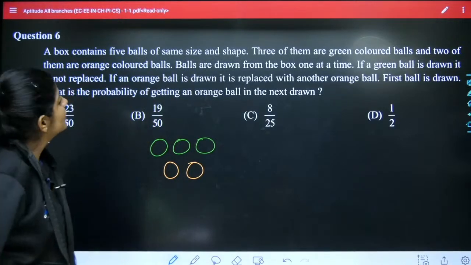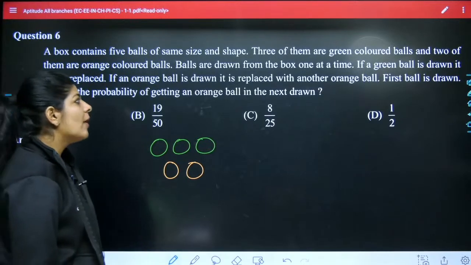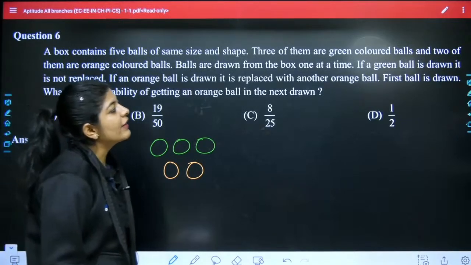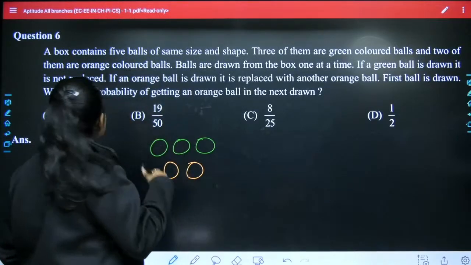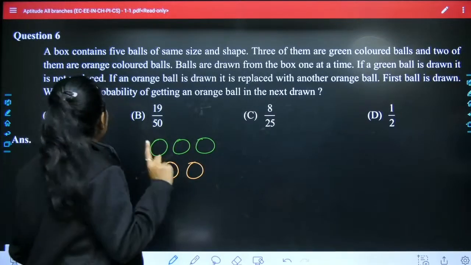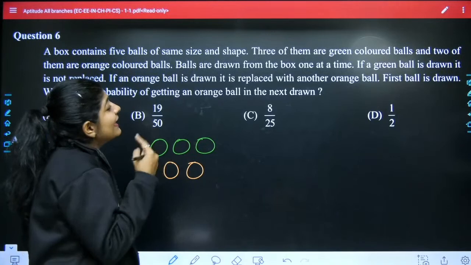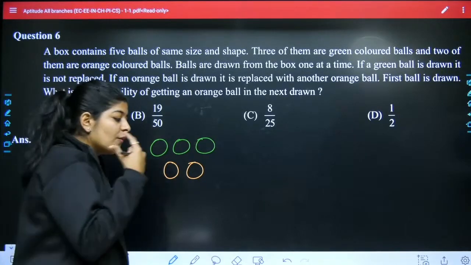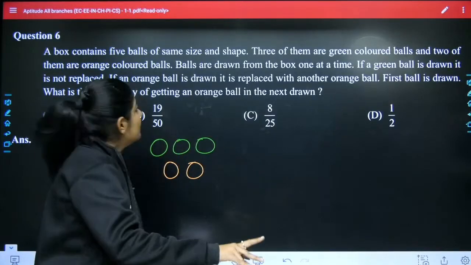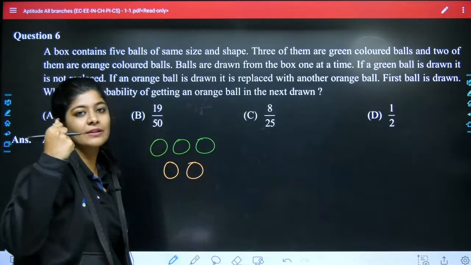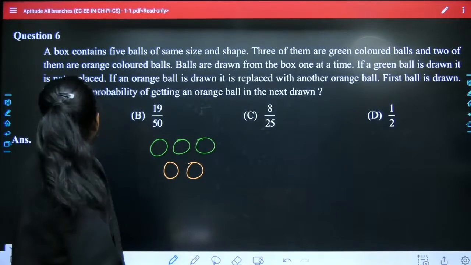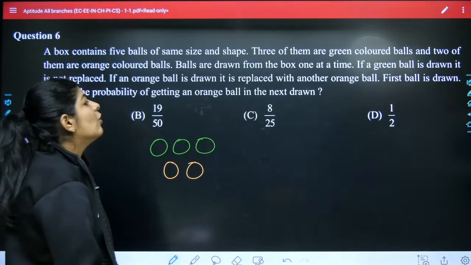Now what is the condition? Balls are drawn from the box one at a time. Okay, only one ball is drawn at a time. If a green ball is drawn, it is not replaced. If we draw out a green ball, we do not replace it. If an orange ball is drawn, it is replaced with another orange ball. If we draw out an orange ball, we put that orange ball back in the box and we can draw out another orange ball. Okay, so the first ball is drawn. What is the probability of getting an orange ball in the next draw?